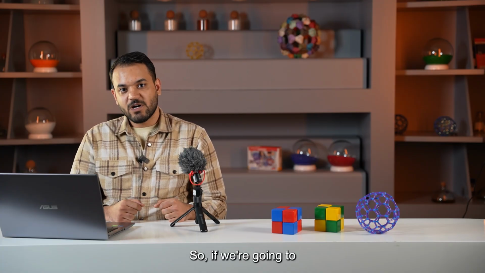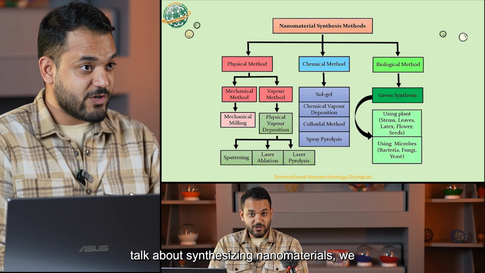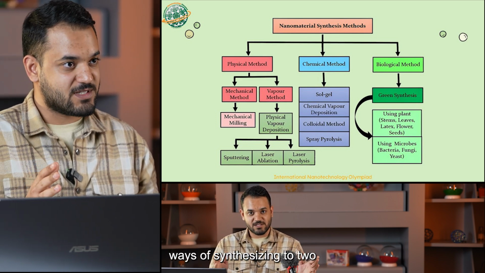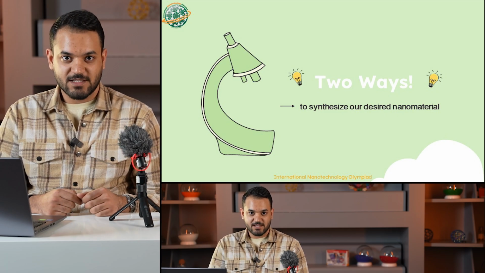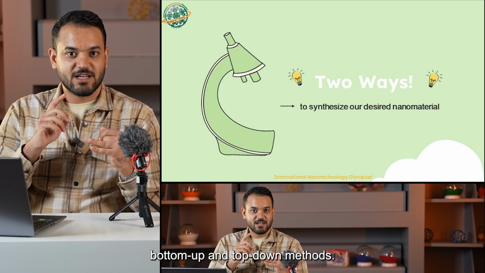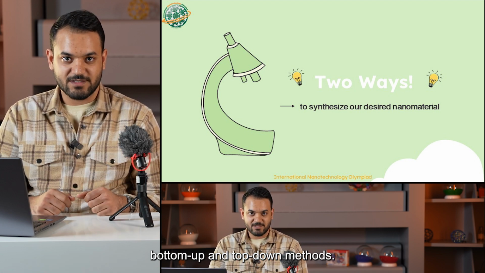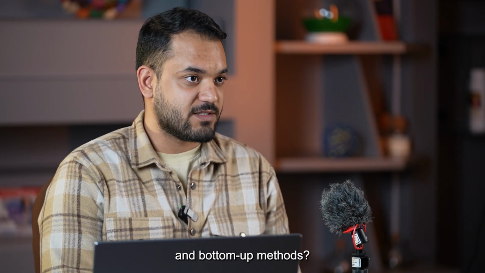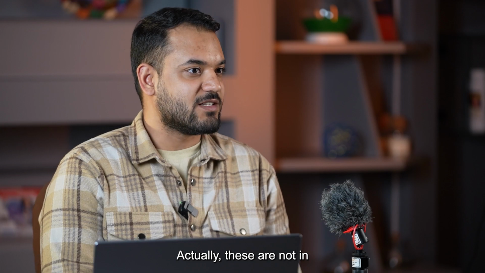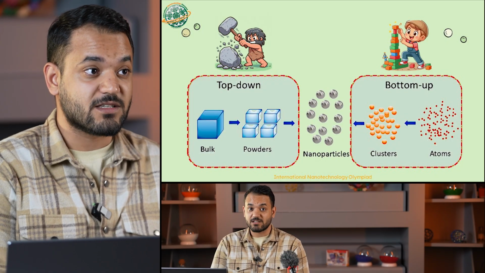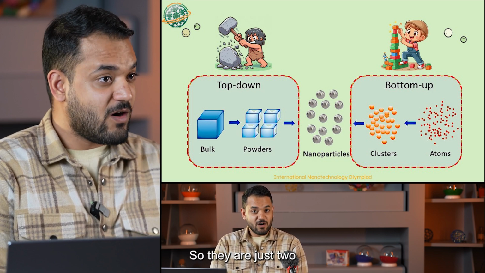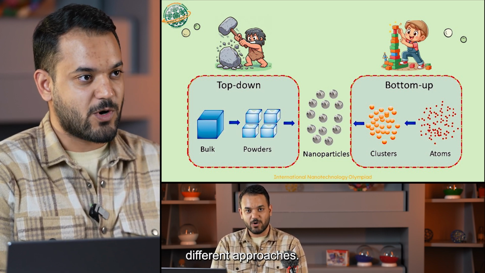So, if we're going to talk about synthesizing nanomaterials, we can divide the very different ways of synthesizing into two major ways: bottom-up and top-down methods. So, what are the top-down and bottom-up methods? Actually, these are not specific methods for creating nanomaterials. They are just two different approaches.